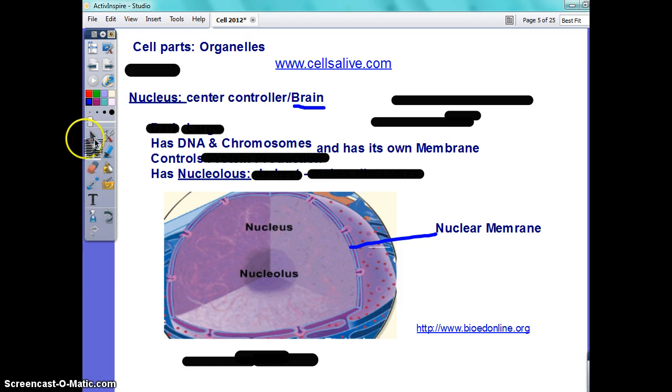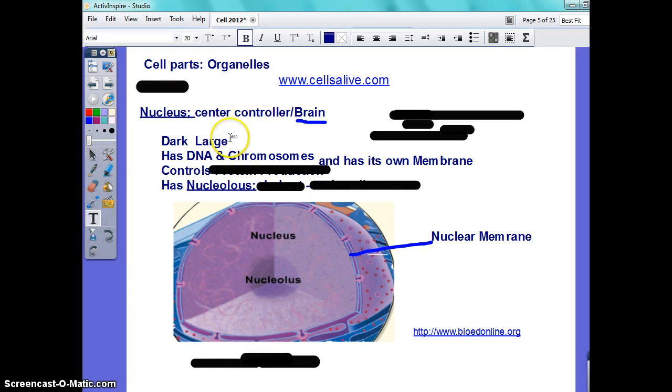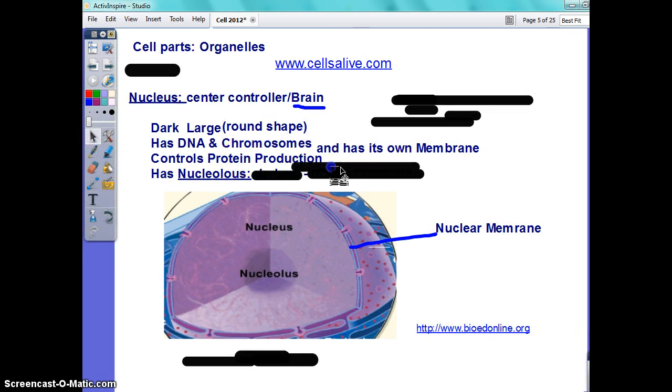You're going to make models. I want you to know specific things of what the nucleus looks like. I want you to know that it's dark and it's large, okay? It is the largest organelle. It's also kind of a round shape. So if you want to add that for your model guide, okay? It's going to be responsible for all cell functions, but we're going to talk a lot about protein production because that's a very, very important unit in bio.